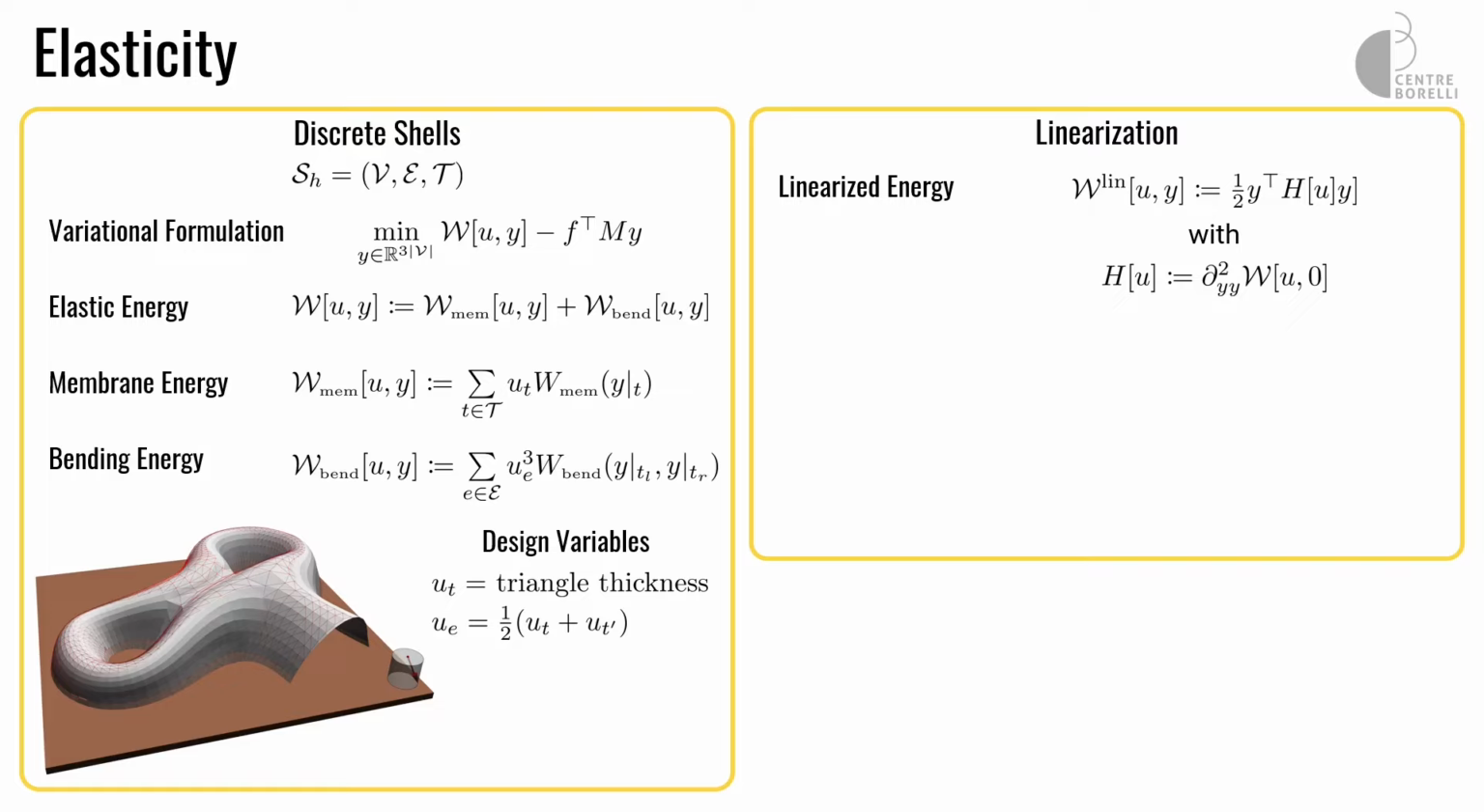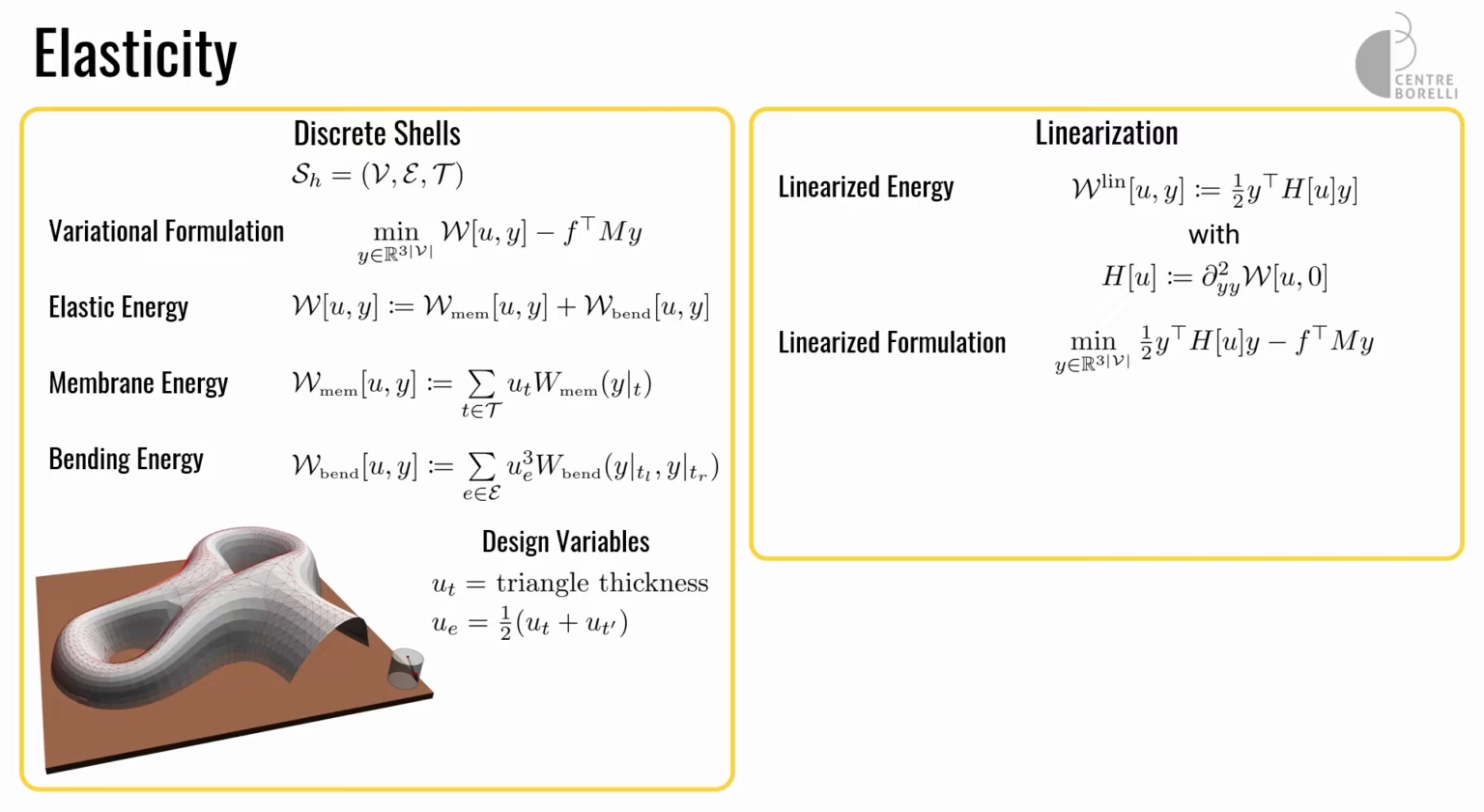Then I say I want to simplify the model, and a typical way to simplify it is to linearize it. In this case, linearization is just a second order Taylor expansion around the identity, because the identity is, as I said, a minimum. The first two terms go away, and we just have the second order term. Then this linearized energy is just quadratic, with the system matrix being basically the Hessian of your elastic energy from before.